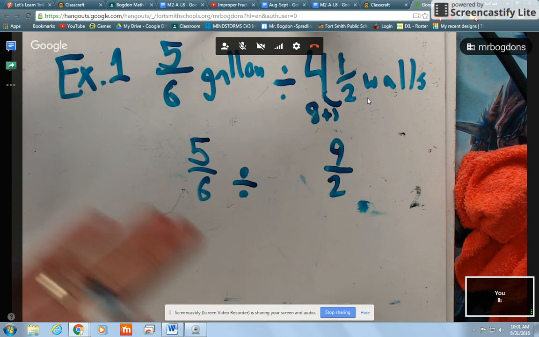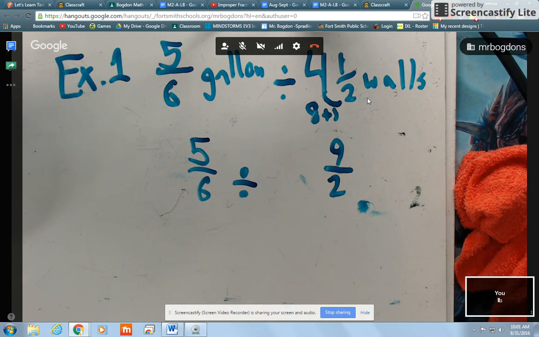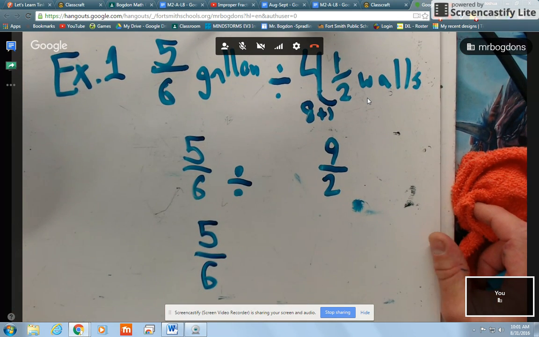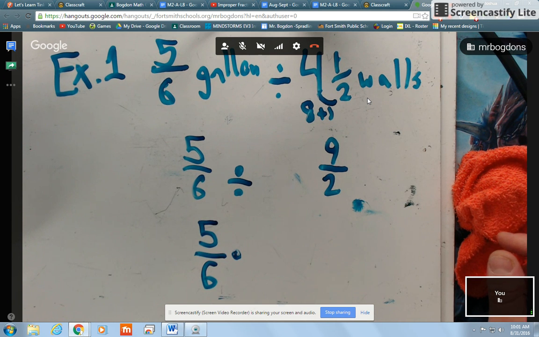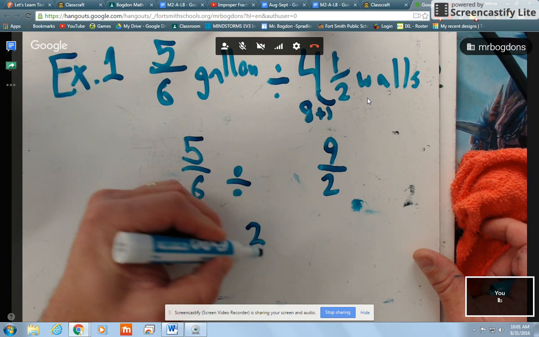Okay, so now from now on, after I've converted my mixed number to an improper fraction, this is just like what we've been doing for the last 8 days. I keep the 5/6. What do I change? Multiplication. What do I flip? 9/2, so it's 2/9.